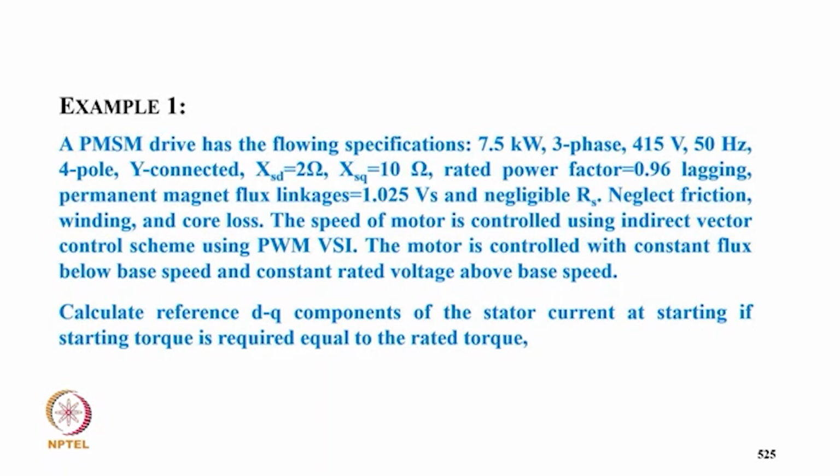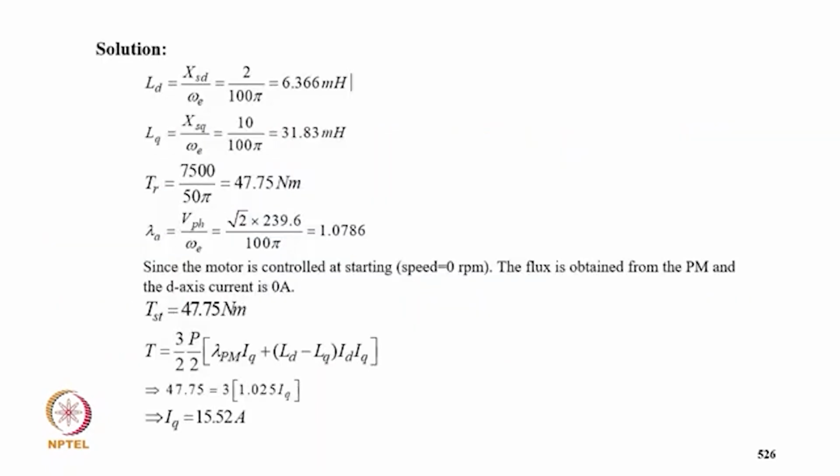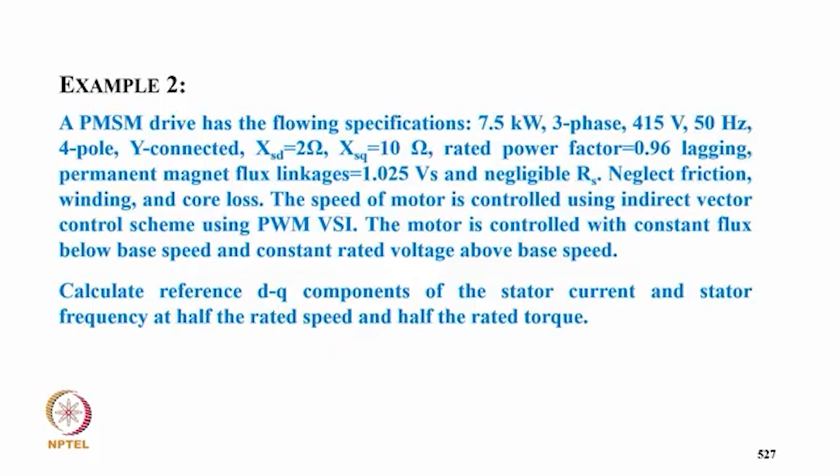To calculate the reference DQ current components of the hysteresis current at starting, if the starting torque required is equal to the rated torque, so Ld equal to Xd upon omega e, so that is 6.33. Lq similarly we calculate, 31.9, and Tr is 47, lambda p 1.02, and similarly the motor is controlled at starting, zero speed, the flux is obtained, so Tst is 47, and that is equal to this. So from this we calculate Iq equal to 15.52.